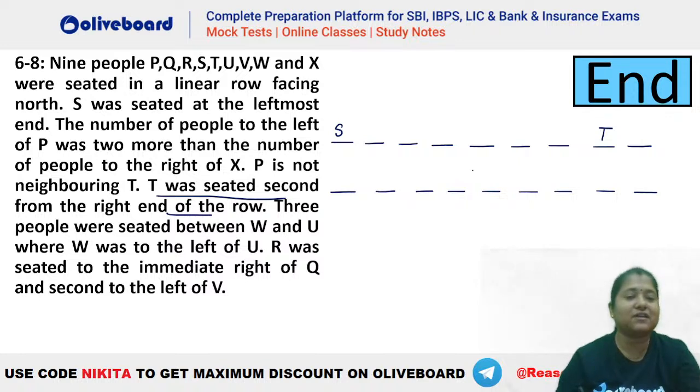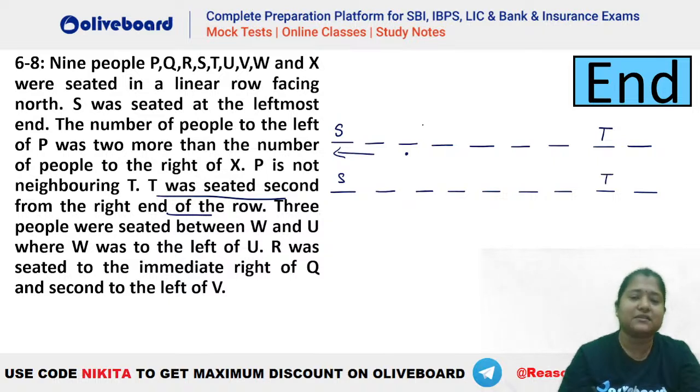And also it is given the number of persons to the left of P. Let's say if we have 2 persons here and P is at this position, so we should have 2 more than, right? So the number of people to the left of P is 2 more than that to the right of X. So if we have, let's say, 2 people to the right of P, we should have 0 persons to the right of X. But also it is given that P should not be a neighbor of T, right?